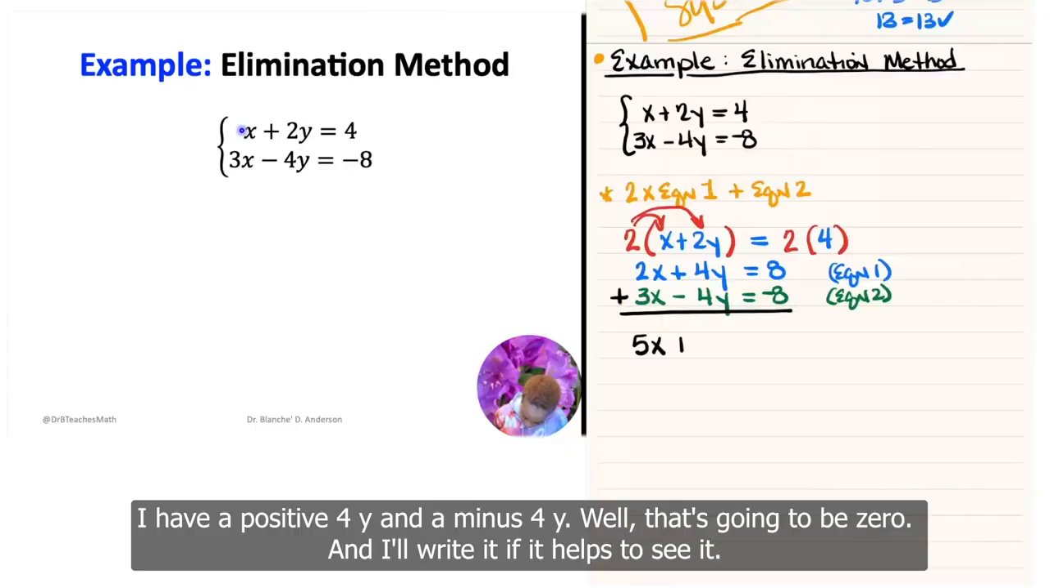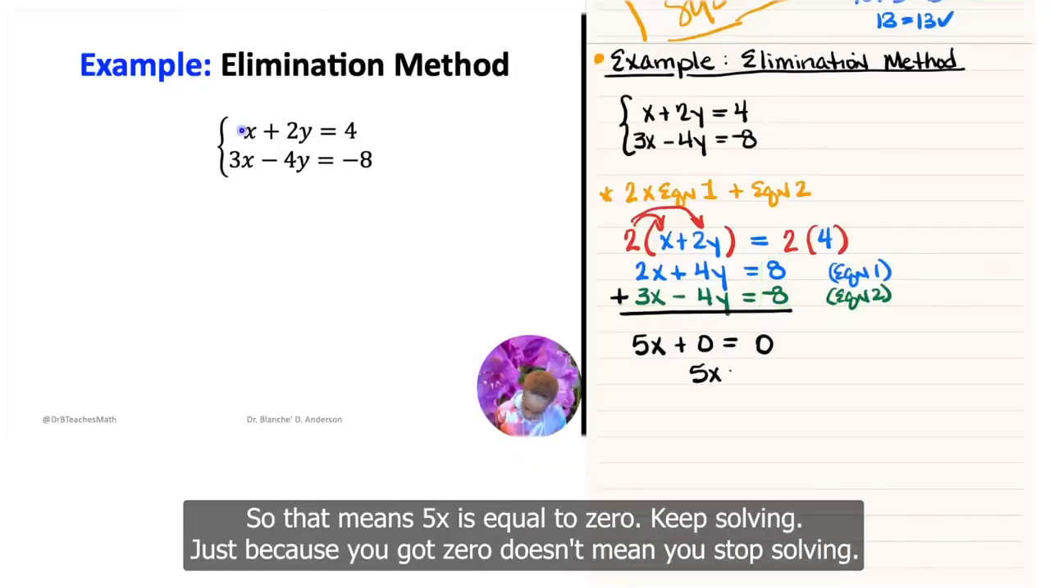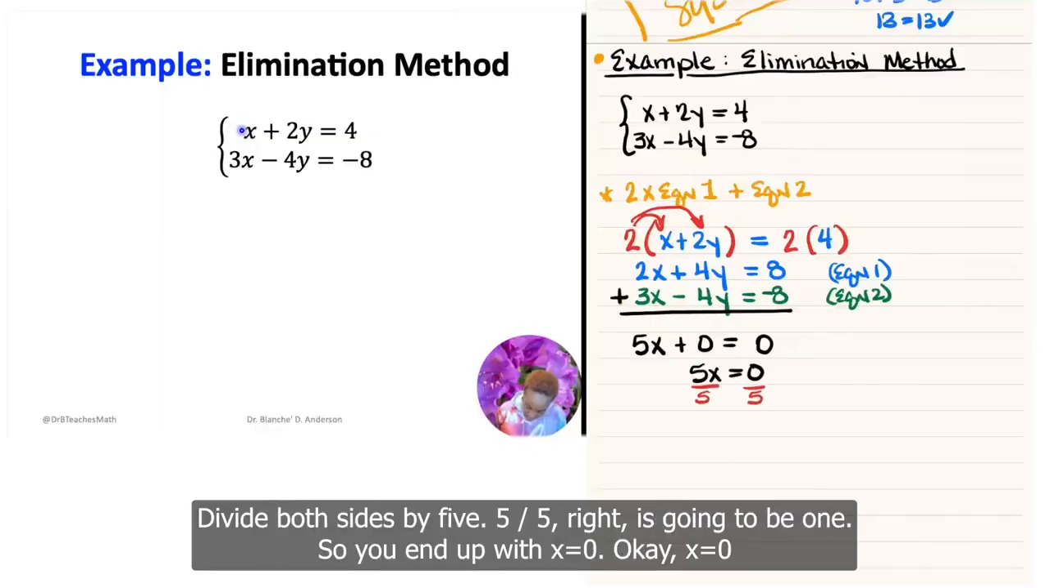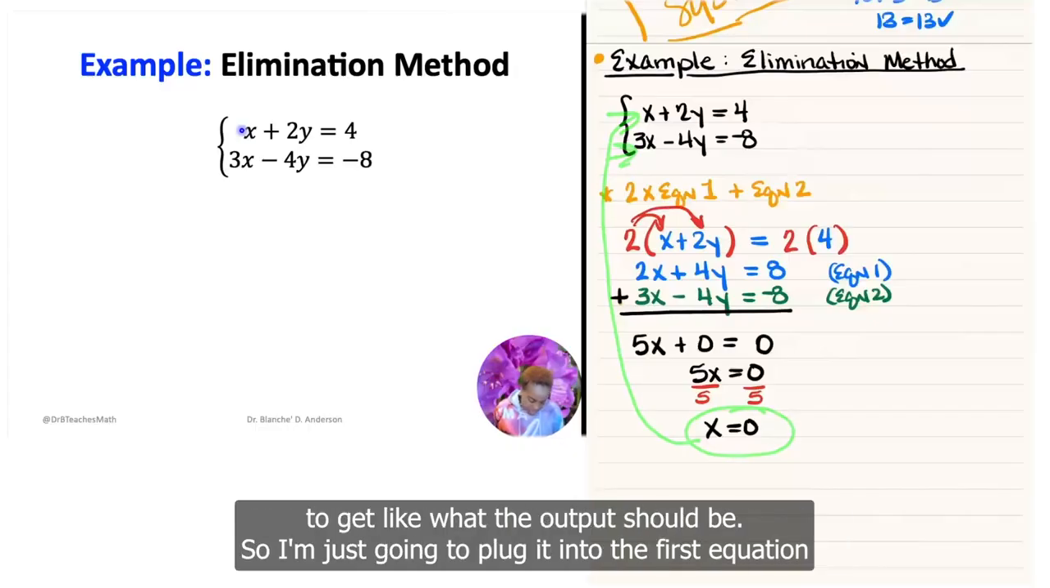And I'll write it if it helps to see it. And then I have 8 plus a negative 8. That's also going to be 0, right? Okay, so that means 5x is equal to 0. Keep solving. Just because you got 0 doesn't mean you stop solving. Divide both sides by 5. 5 divided by 5, right, is going to be 1. So you end up with x equals 0. Okay, x equals 0. So now that you've determined that x is equal to 0, you can plug this into either equation to get what the output should be.